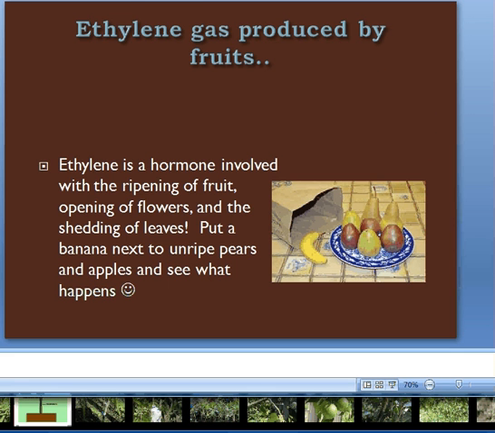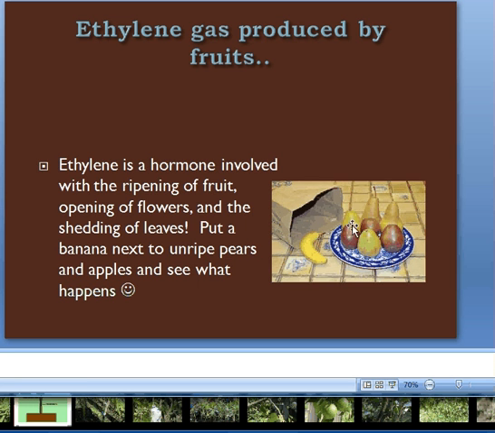Let's see here. Ethylene gas. This is kind of interesting. Have you ever had a ripe apple and you put it next to some bananas that weren't ripe? Ethylene is a gas. It's a hormone involved with the ripening of fruit. And it's also involved with the opening of flowers, shedding of leaves, etc. But the interesting thing about it is that this ethylene gas is produced by fruits. Like we'll say this banana here is starting to ripen. And so as it ripens, it releases quite a bit of ethylene gas.